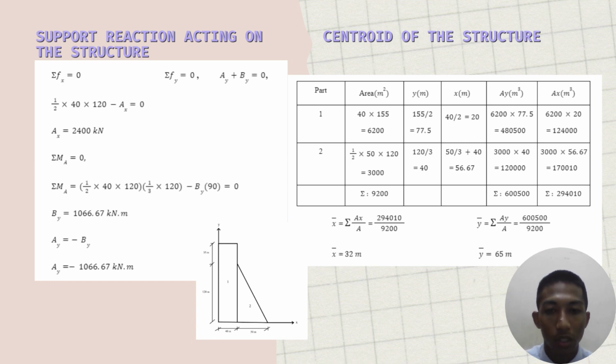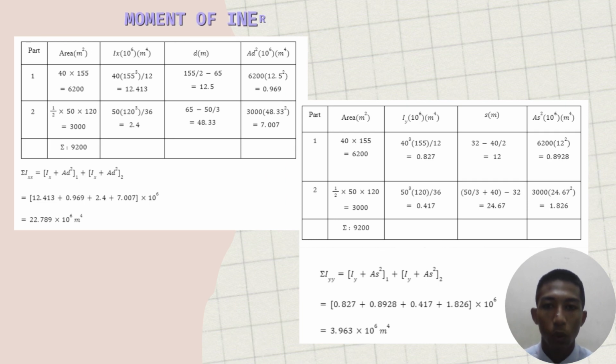After that, I have drawn the structure for the dam to make it easier for me to calculate the centroid of the structure. For the centroid, I have got the X bar value, which is 32 meter, and the Y bar is 65 meter. And lastly, we need to calculate the moment of inertia of the structure. From the X bar and Y bar that we calculated earlier, we can find the moment of inertia at X and Y.